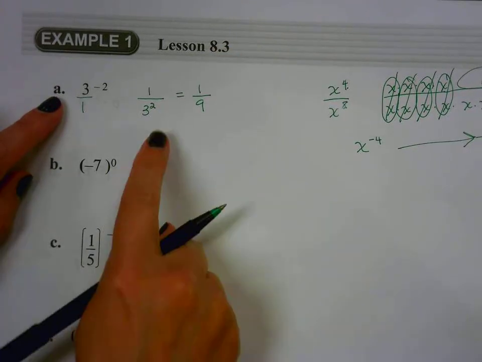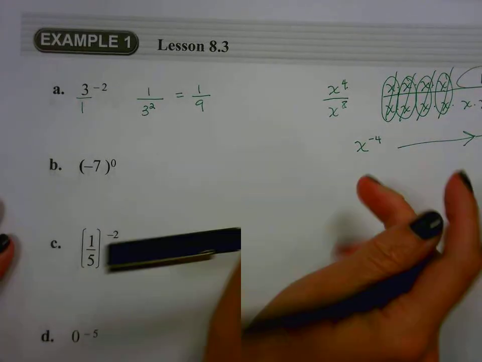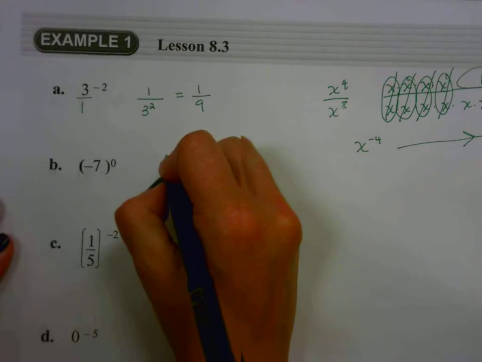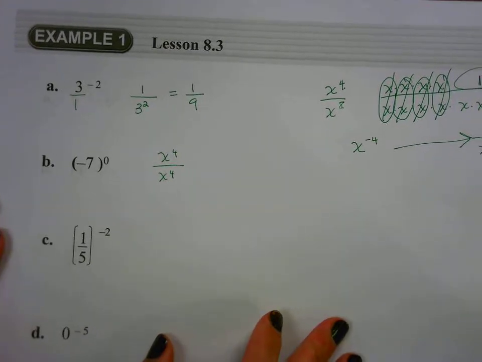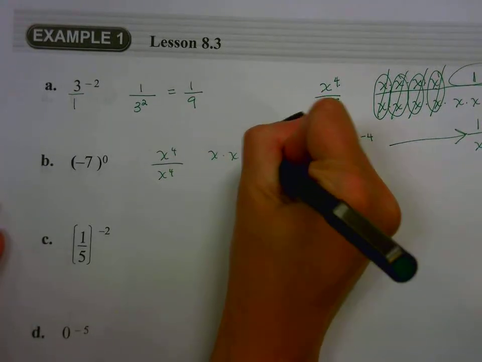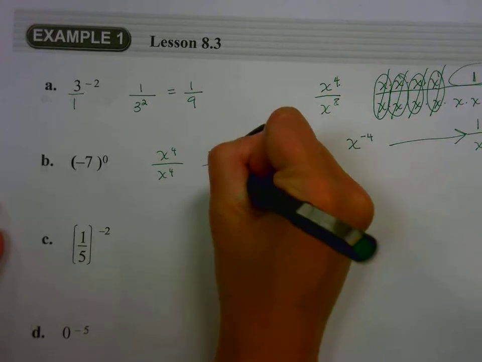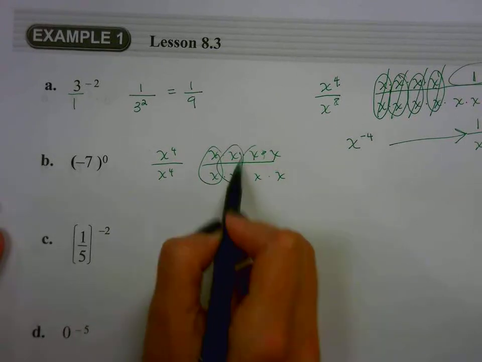All right, then we have letter B, which is this something to the 0 power. So what I want you to think about with this 0 power is that, first of all, let's go back to my x's. Let's say I have like x to the 4th over x to the 4th. So if I have 4 of them, and then I have 4 of them here, well, each one of these cancels out and becomes a whole. So if each one of them cancels out and becomes a whole, I get just 1.